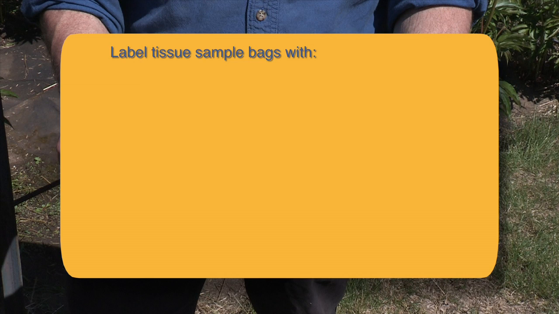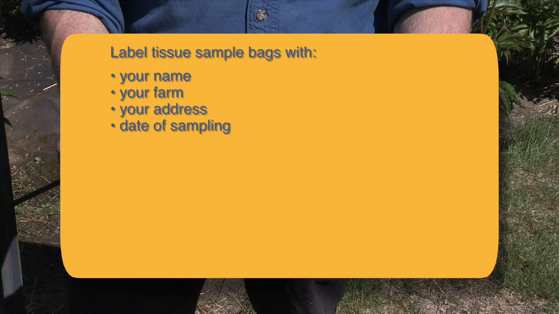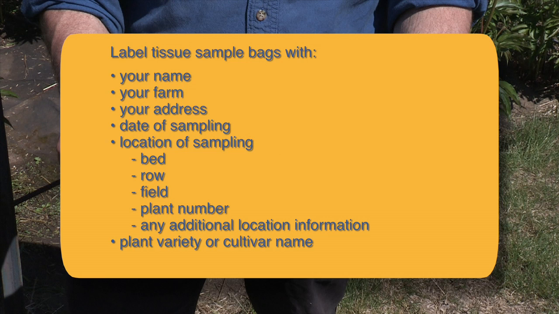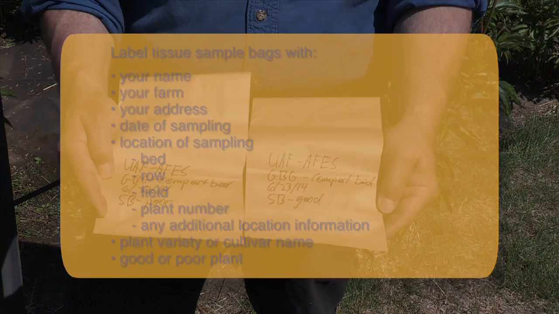The bags need to be labeled with the following information: your name, your farm, your address, the date of sampling, the location of sampling, that's the bed, row, field, plant number, or anything that will identify where each sample came from, the plant variety or cultivar name, if sampling more than one variety, each will have separate bags, and good or poor plant.